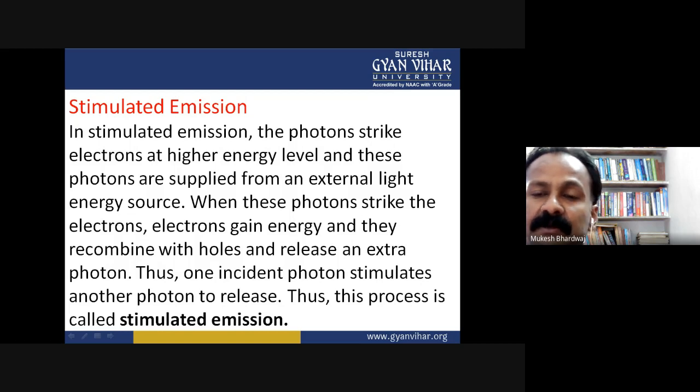That means by the induction of one photon, another photon is also given the same energy and they move together. The direction of propagation, phase, energy, and state of polarization of the emitted photon are exactly the same as those of the incident stimulating photon. So the result is an enhanced beam of coherent light.